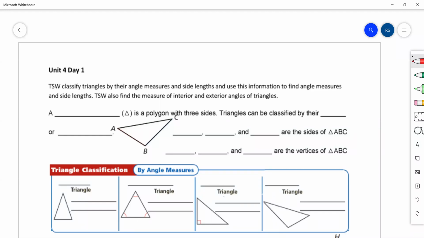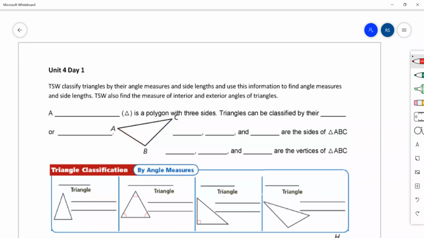So today we're going to start by classifying triangles by their angle measures, by their side lengths, and then we'll get into different smaller theorems and stuff. It may be a long day, but just buckle up, hold on for the ride.